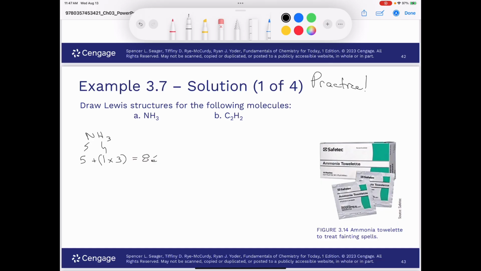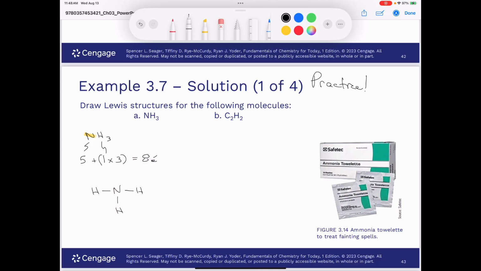Well, the rule was put the least electronegative element in the center, except for hydrogen. Hydrogen can never be in the center. So what does that leave us with? The only possibility is to have the nitrogen in the center. So we'll put our nitrogen here, and we're going to start by drawing a bond to each one of the hydrogens.